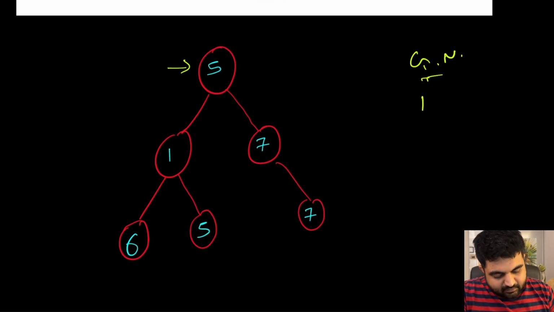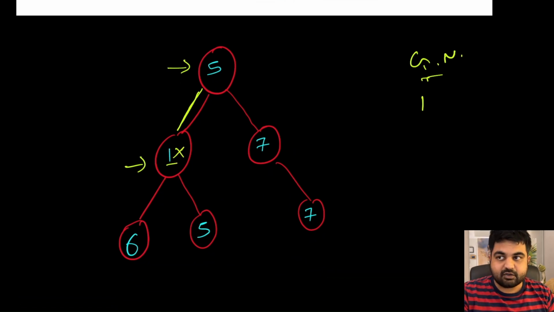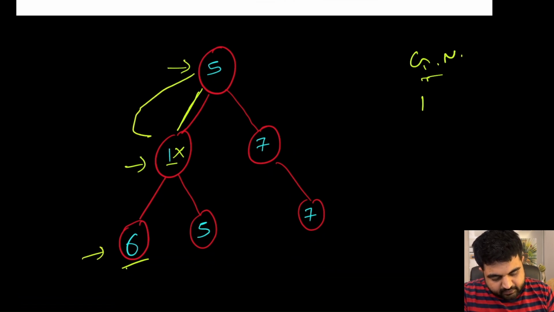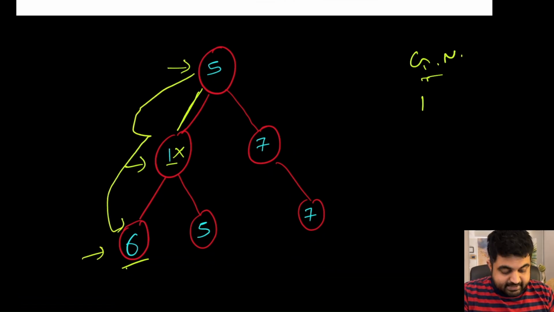Okay. Now let's consider value number 1. What is the path between root and value number 1? This path. Is 1 the largest number on this path? No, which means 1 is not a good node. Then let's consider 6. For 6, the path is 5, then 1, and then 6. So in this case, 6 is the largest number on the direct path from the root, which means 6 is also a good node. So let's mark that.